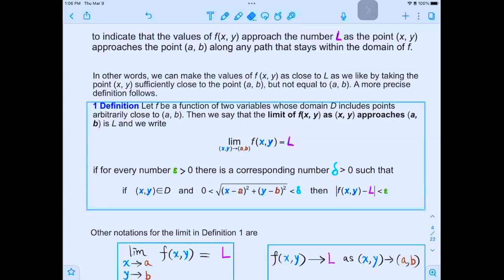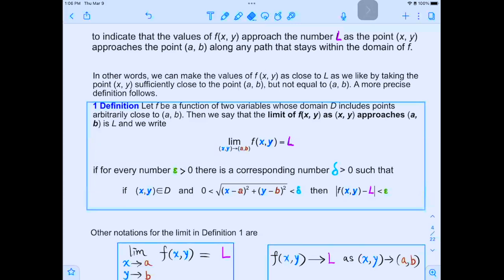So you have (a, b) right here, and this is a point over here. If it's within sigma distance away from this point, then the output, this f of (x, y), is going to be within delta distance away from L. Okay, so it's going to be within delta distance. How should I say that?